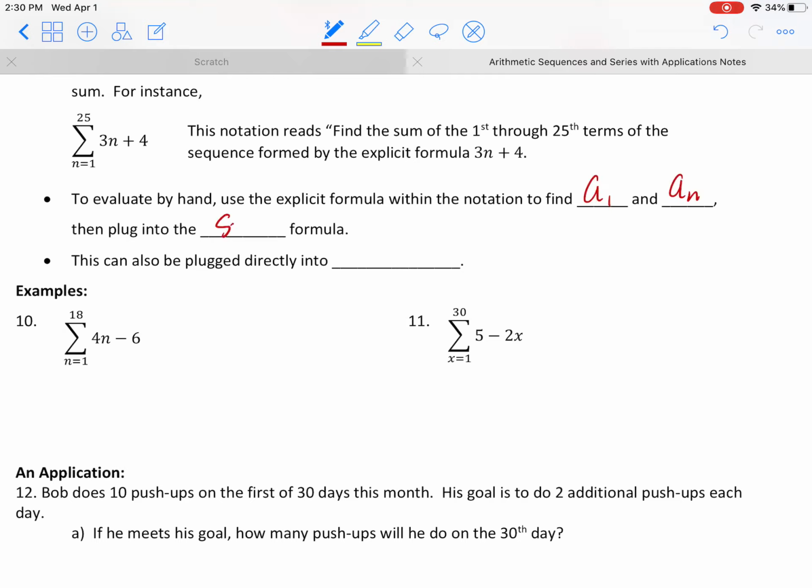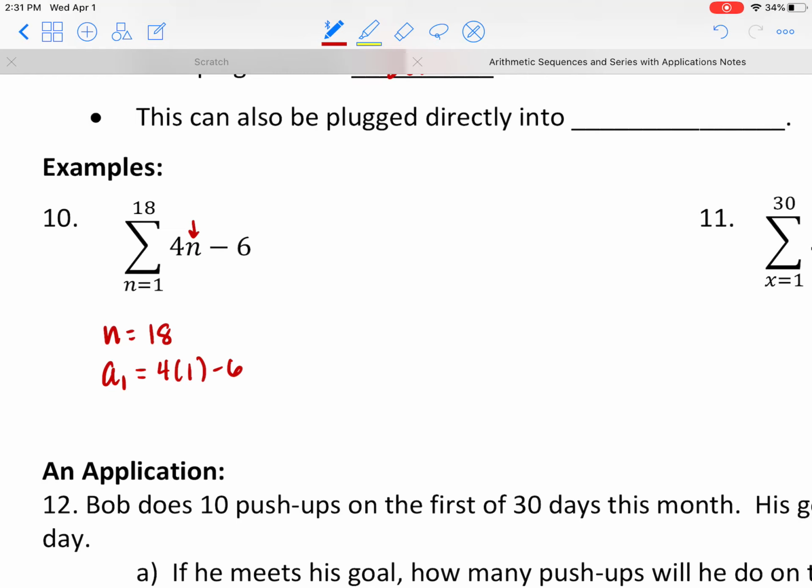So for example here, I know that the number of terms in the list, if we're starting at 1 and going to 18, is 18. And then the first term I can calculate. The first term I would find by plugging a 1 in for n. So 4 times 1 minus 6, which is going to be 4 minus 6, or negative 2. And then the last term on the list would be the 18th term, and I can find that by plugging an 18 in for n.